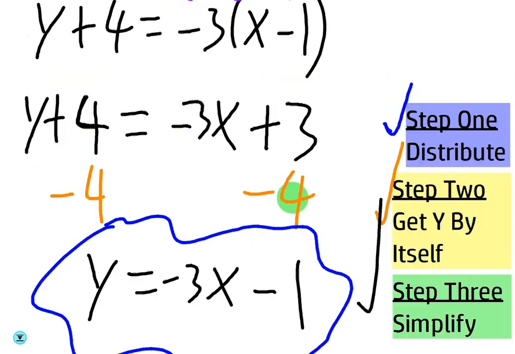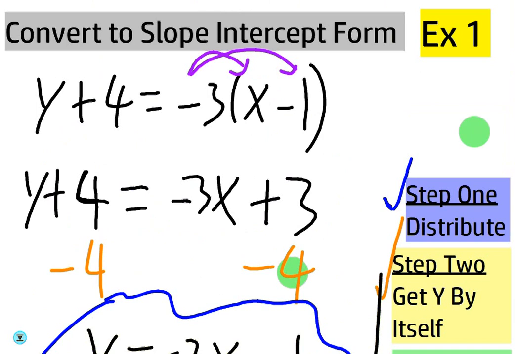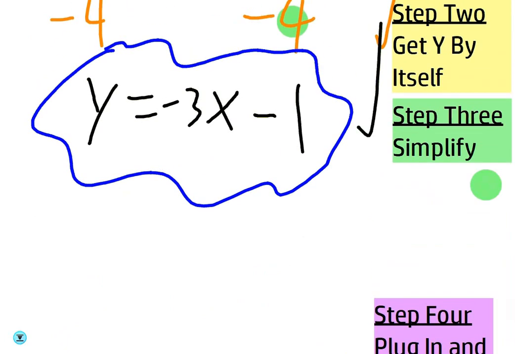That's it. We started with this form. This is called point slope form. And we converted it to slope-intercept form. It's pretty simple. Okay. Let's see if I can find one on the worksheets.